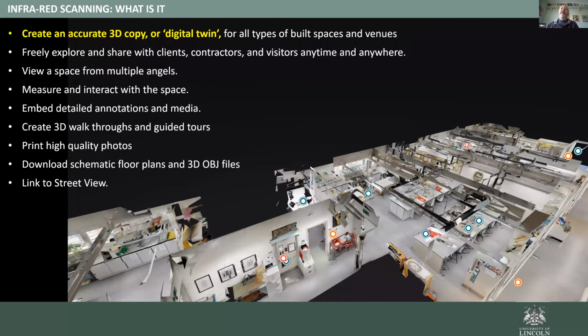You can interact with the hotspots and the information points of interest that you put into the environment. These can be multimedia rich hotspots or points of interest. You can create 3D walkthroughs or guided tours. You can print high quality photos from the model, from the space once you've captured it. And you can download schematic floor plans or even the 3-dimensional OBJ file if you want to import this into a CAD environment. And again, you can link it back through to Street View as well.